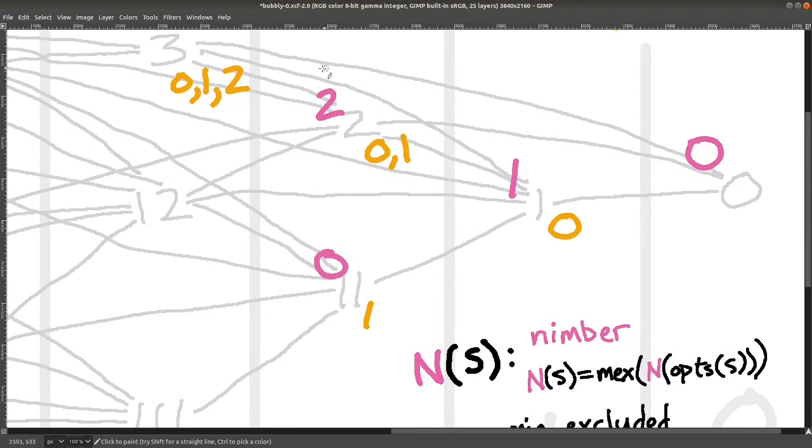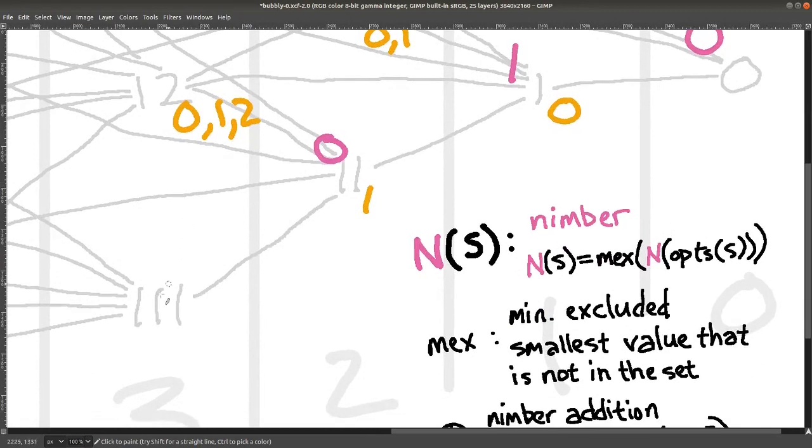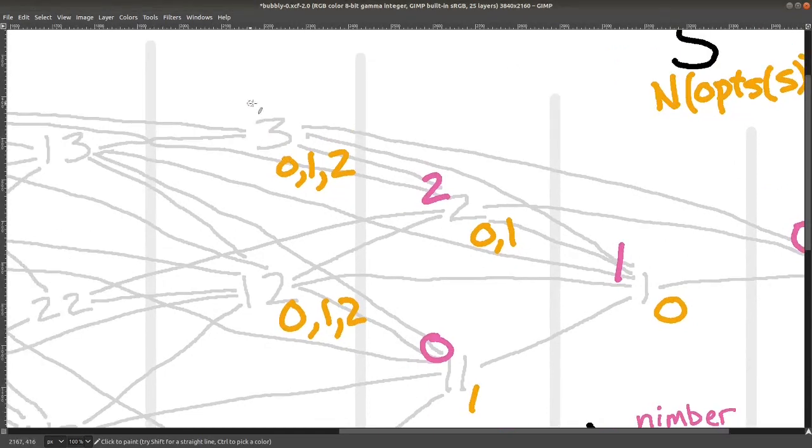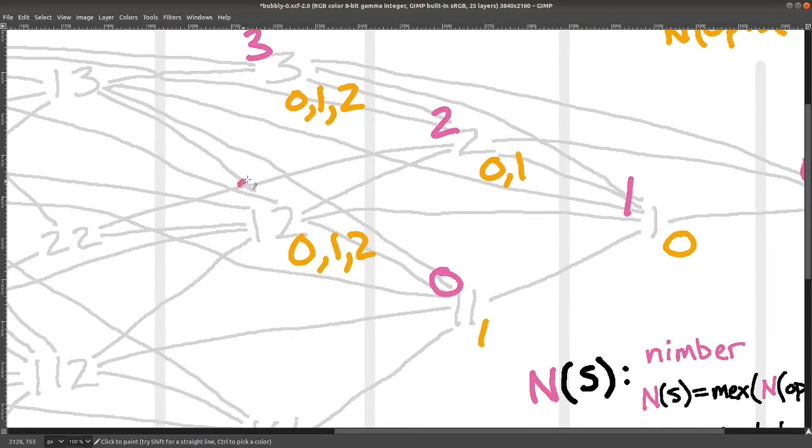Okay, so to be clear, the pink numbers from each of these states are becoming the orange numbers in the state you can reach that from. So 0, 1, or 2. And this one only has 0. And then the pink number for each state is just going to be the smallest number not included in the orange numbers.